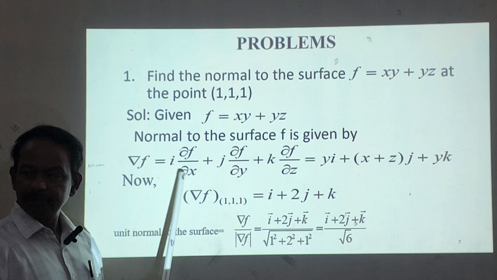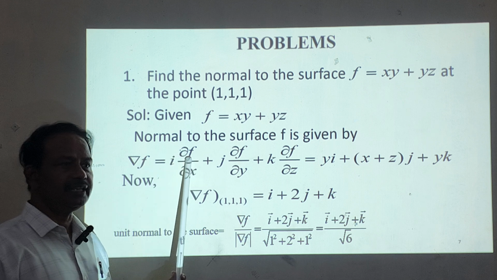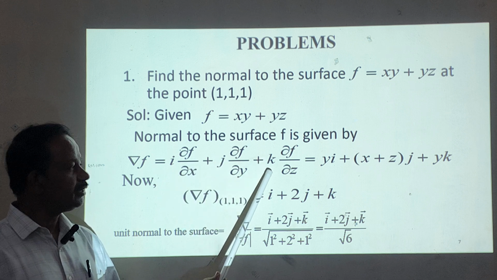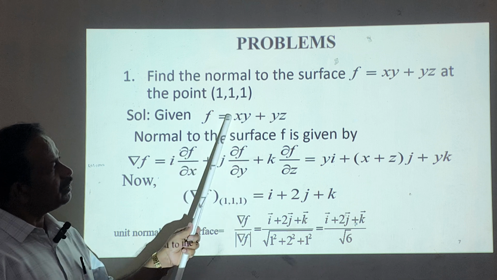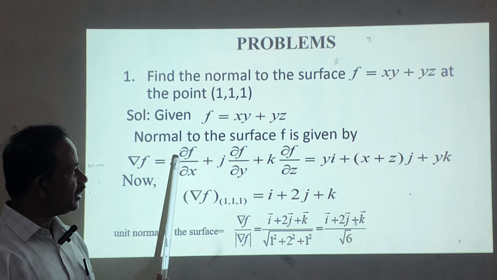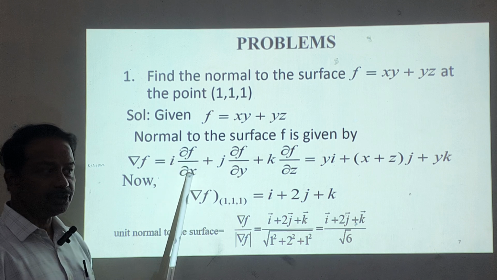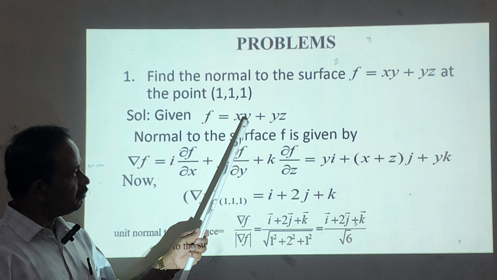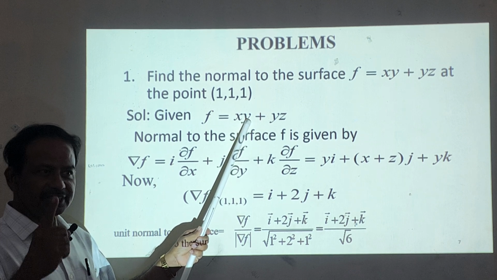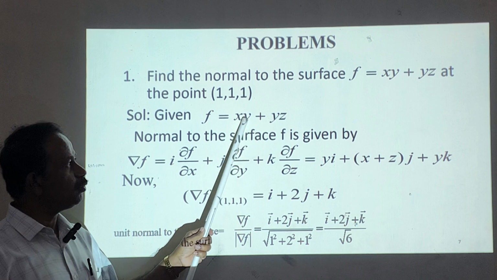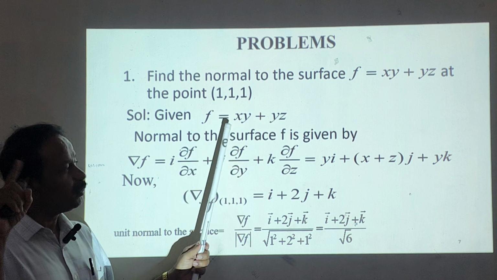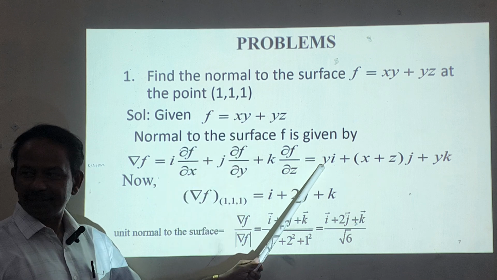So your del f equals i partial df by dx plus j partial df by dy plus k partial df by dz. What is f here? xy plus yz. Partial df by dx means you differentiate with respect to x. Differentiating this with respect to x will give you y, since the derivative of x is 1. There is no x in the second term, so 0. So the answer will be y alone, so y multiplied by i.